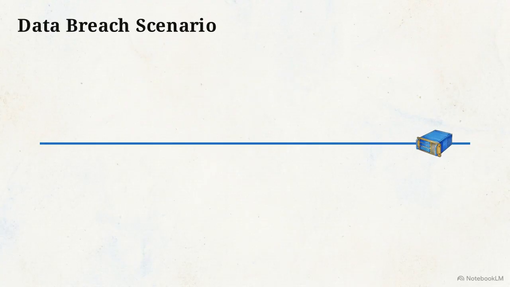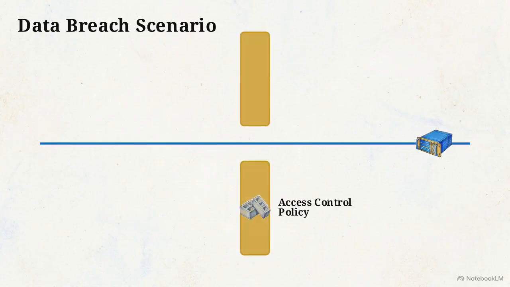Conversely, consider an organization hit by a massive internal data breach. The failure here wasn't a complex software flaw, it was a failure of governance. A structurally weak access control policy allowed a compromised account to freely navigate sensitive databases without restriction.